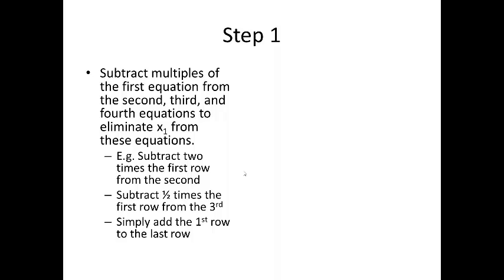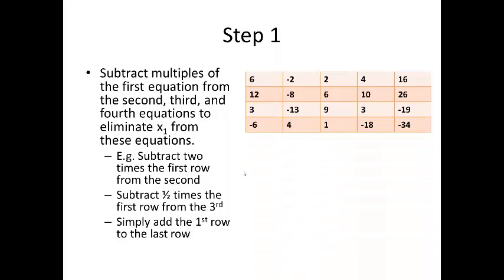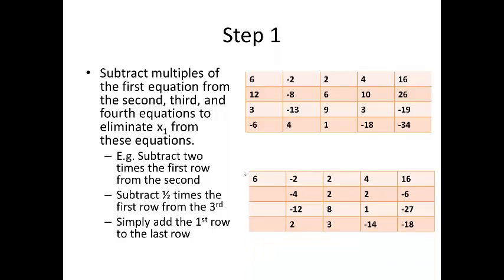For example, given this matrix, I would subtract 2 times the first row from the second. I would subtract half times the first row from the third, and simply add the first row to the fourth row. A couple things to notice here. First, we did not alter the first equation in the process. In this context, we call that our pivot equation. Second, the resulting system that you see here at the bottom is equivalent to the first system. We haven't done anything to change the results.